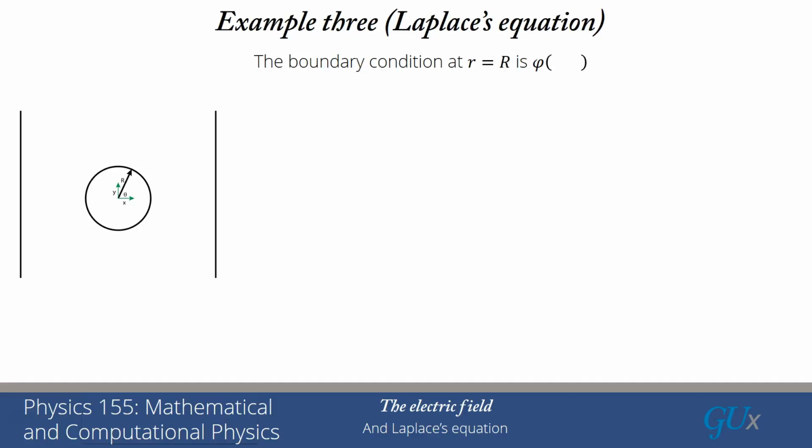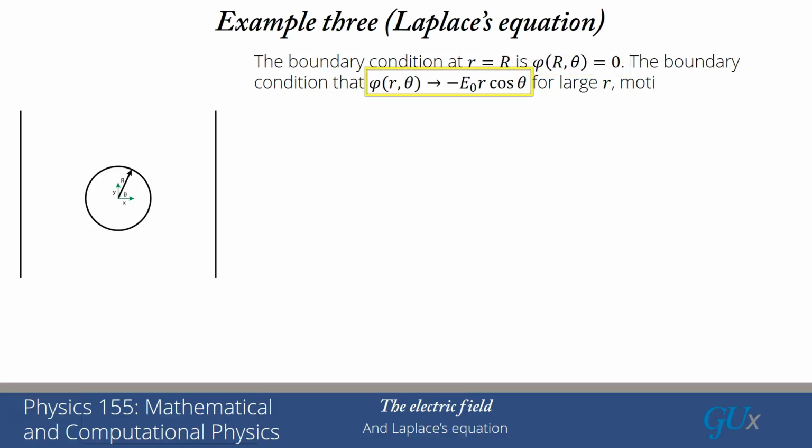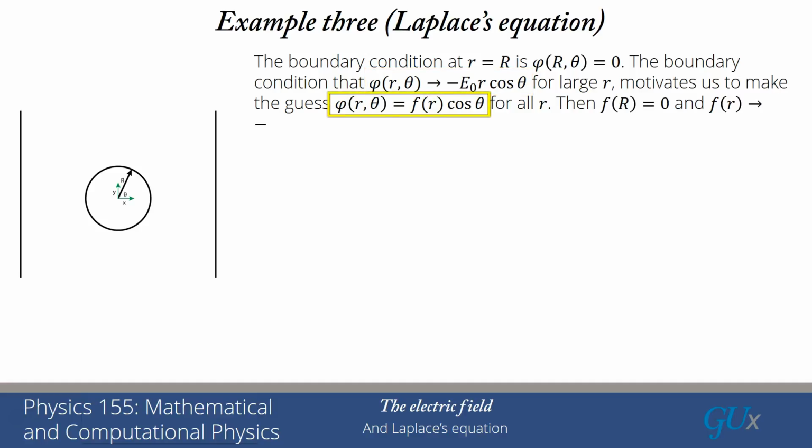Now the boundary condition at r equals big R, that's on the circle, is just that phi is equal to 0. The boundary condition for large r is that we approach minus E0 r cosine theta, and that motivates us to make the guess that phi of r and theta can be written in the form f of r times cosine theta for all r. Then if I set f of big R equals 0, I satisfy the first boundary condition, and if I set f of r approaches minus E0 r for large r, I satisfy the second boundary condition.